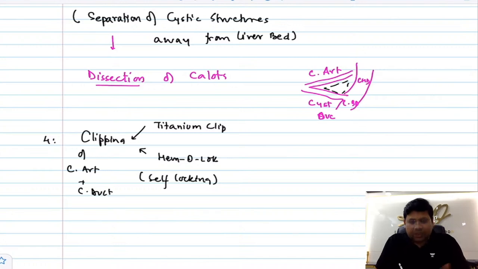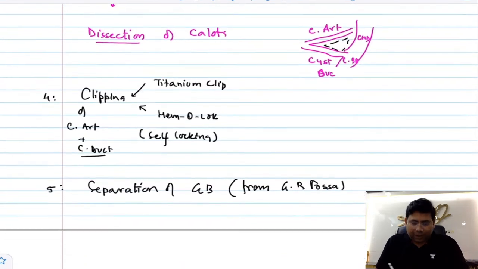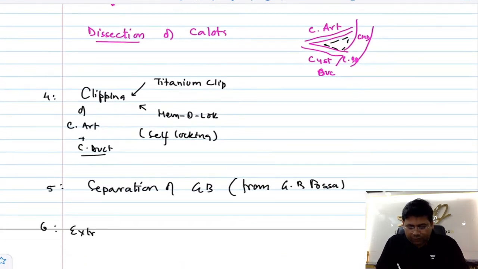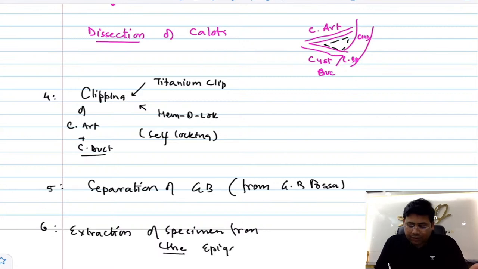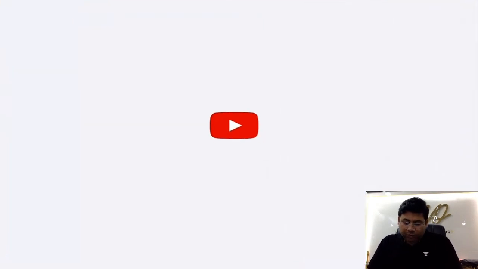And when you do this, now the fifth is separation of gallbladder from the gallbladder fossa, from GB fossa. And the last is extraction of the specimen from the epigastric port is generally what is preferred. So I will just quickly show you one small approach how to do a safe cholecystectomy.